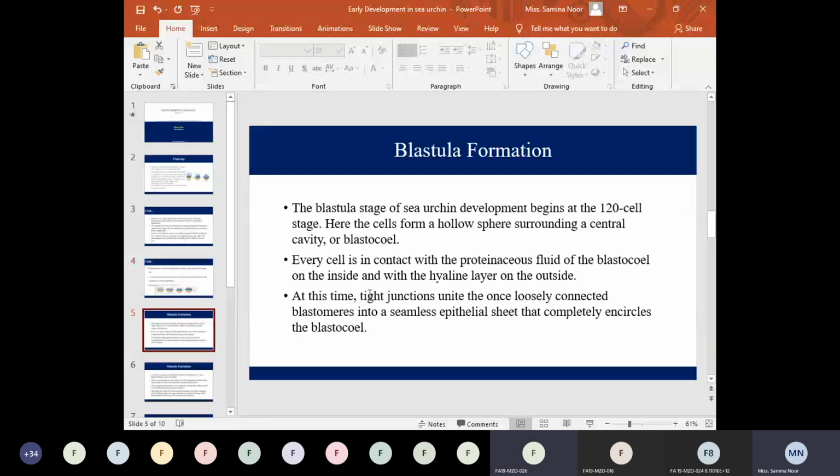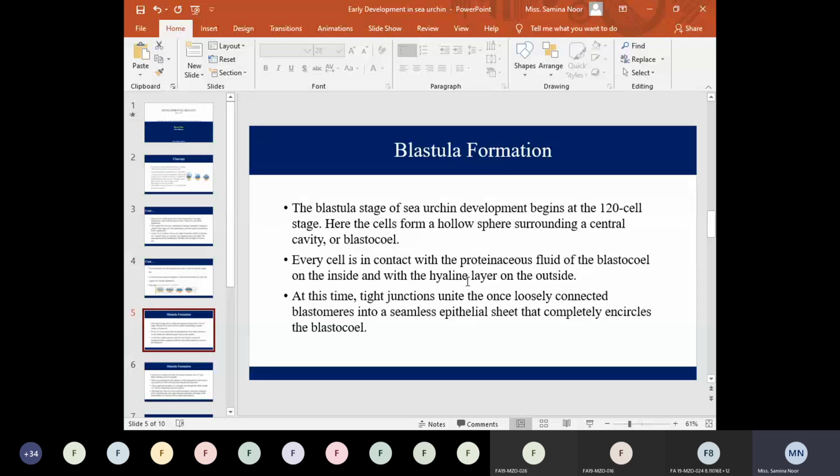So next to the cleavage is the formation of blastula. So in result of the early cleavage divisions, another stage of the embryo is formed, which is known as blastula. The blastula stage of sea urchin development begins at the 120 cell stage. Here the cells form a hollow sphere surrounding a central cavity or blastocoel. So blastula stage is marked by the presence of a cavity within an embryo, known as blastocoel. So जब blastocoel appear हो जाती है embryo में, then the stage is known as a blastula.